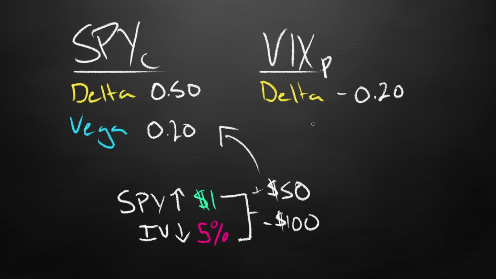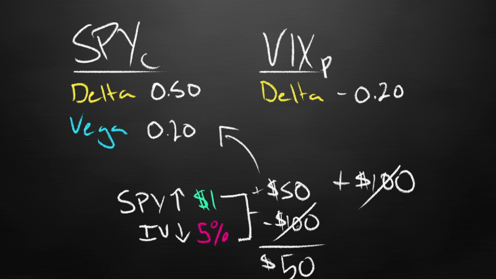But we bought a VIX put to hedge this implied volatility crush. So what happens over here? Well, because VIX tries to mimic the implied volatility of SPY options, as implied volatility decreases by 5%, VIX is going to roughly decrease by 5 points. So if it decreases by 5 points, we're going to make $100 because our delta is minus 0.2. This negates the IV crush we experienced and leaves us with our profit from having a positive delta.